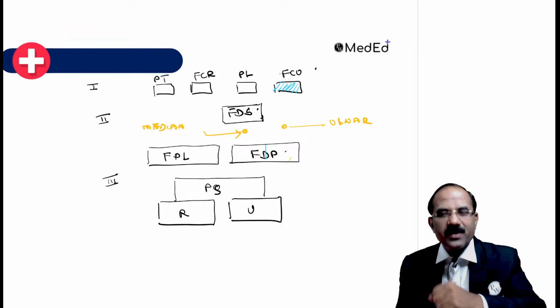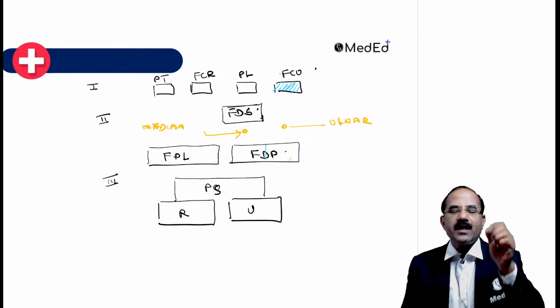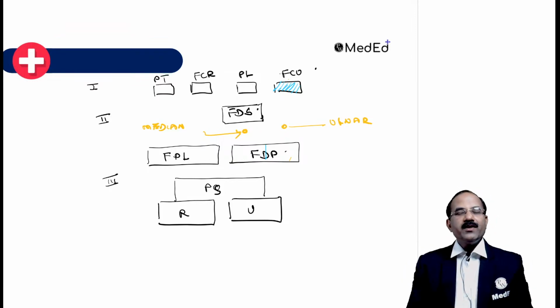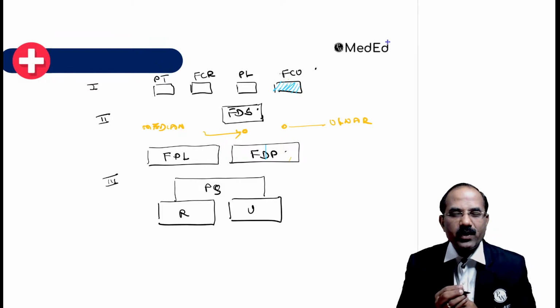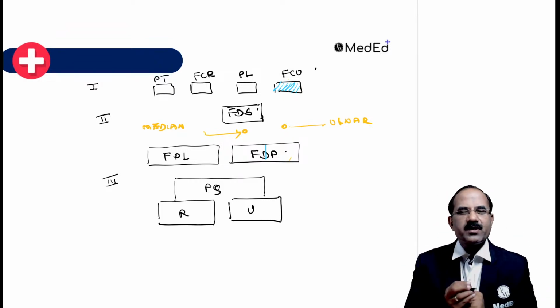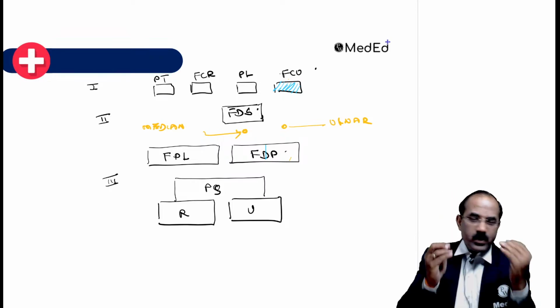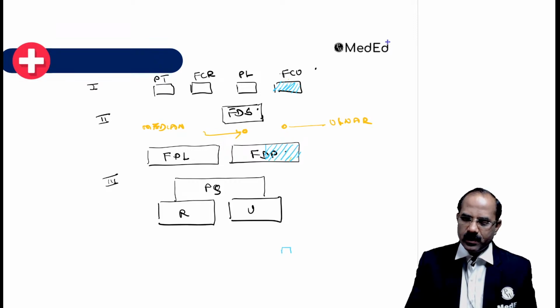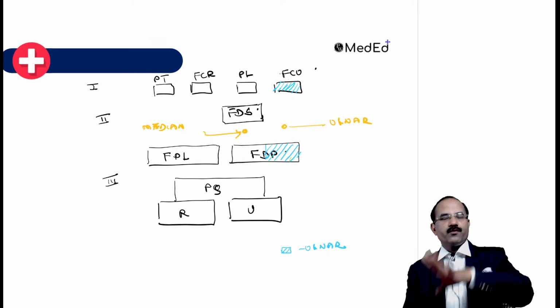But children, on the profundus there are two nerves lying. One is the ulnar nerve, and one is the median nerve. So both nerves want to supply the profundus. Correct? How do they divide the profundus now? They divide the profundus into half. So which half is the ulnar nerve going to supply? The medial half.